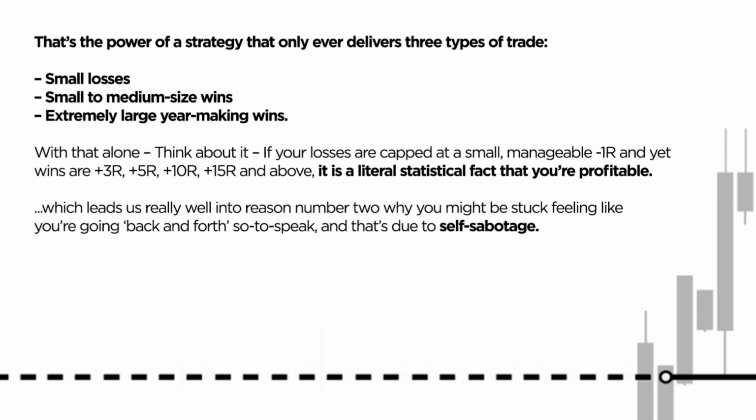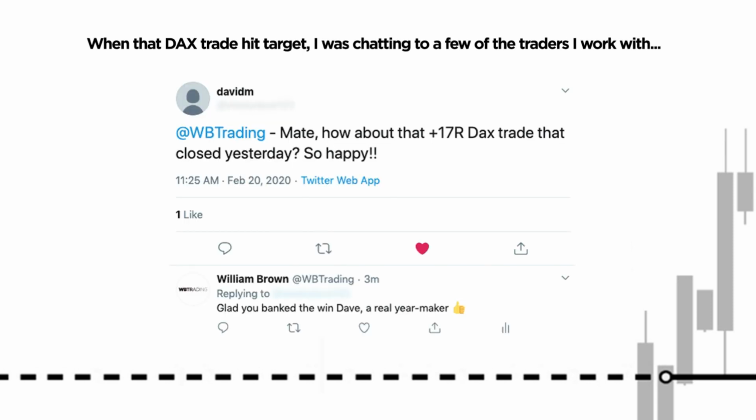And that leads us really well into reason number 2 why you might be stuck feeling like you're going back and forth, so to speak. And that's due to self-sabotage. Now, when it comes to that monumental DAX trade that we've just covered, when that hit target, I was chatting to a few of the traders I work with, and this issue, self-sabotage, showed up yet again.